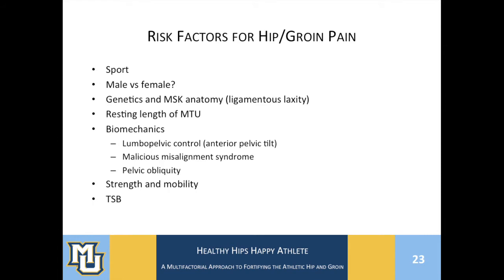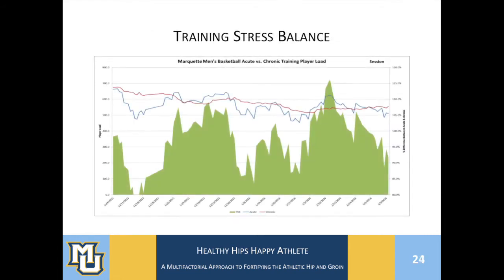What about training stress balance? Well, here's a graph from Marquette men's basketball from last season, in which we depict the relationship between acute versus chronic load. In short, are we building resilience in a safe manner? Are we preparing our athletes for a worst-case scenario? And are we training hard consistently, noting that consistently does not mean constantly?